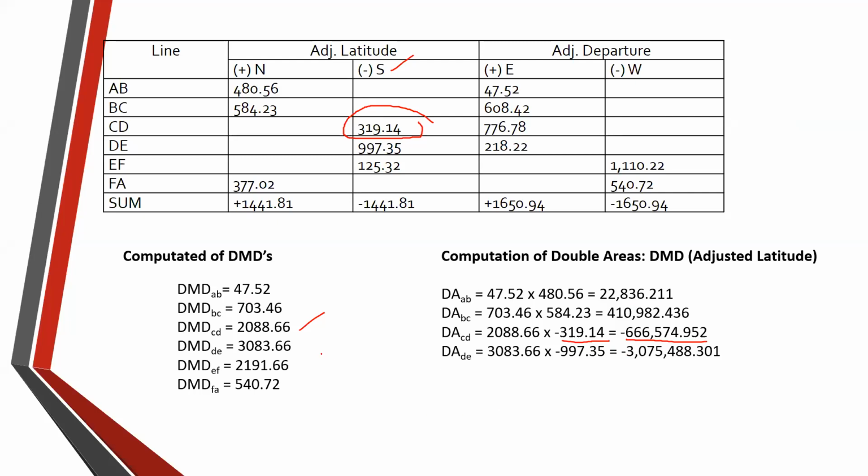Next is the double area of the line DE. So we have positive 3,083.66 times negative 997.35, that is equal to 3,075,488.301. Next, for the double area of the line EF. So the DMD of EF is 2,191.66 times, again, this is negative, the latitude is negative 125.32. So positive times negative will be equal to negative 274,658.832.